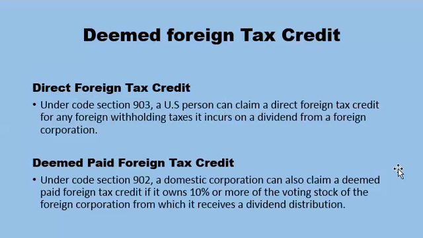Direct foreign tax credit. Under Code Section 903, a U.S. person can claim a direct foreign tax credit for any foreign withholding taxes it incurs on a dividend from a foreign corporation. Deemed paid foreign tax credit. Under Code Section 902, a domestic corporation can also claim a deemed paid foreign tax credit if it owns 10% or more of the voting stock of the foreign corporation from which it receives a dividend distribution.